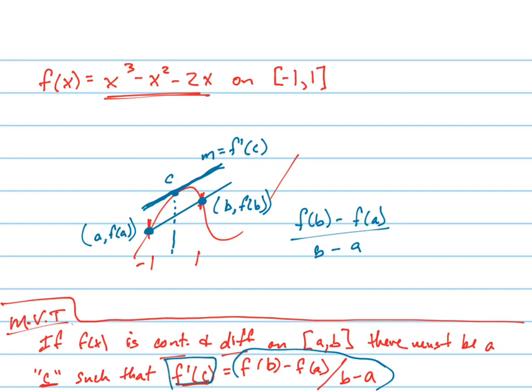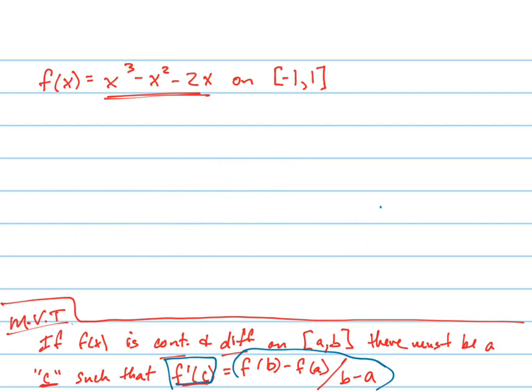The mean value theorem just says there has to be a value between a and b that has a tangent line with the same slope as the secant line between a and b. For your c, you're just using the slope formula. So that's what it means. I was just explaining it to you. Now let's actually do this problem.